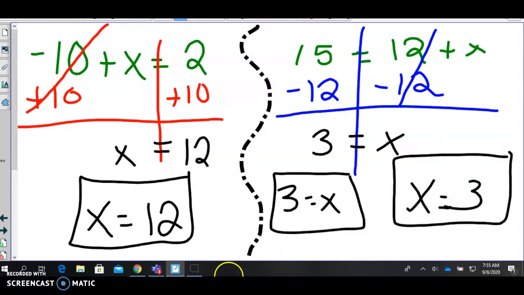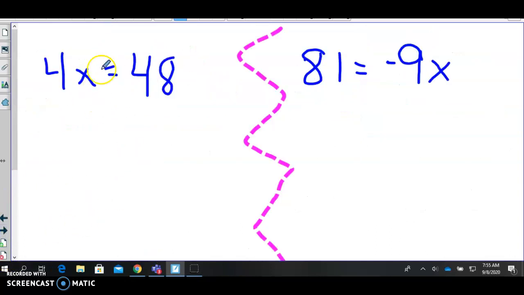All right, let's step it up a little bit. I think we're getting the adding and subtracting down. All right, I have 4x equals 48.